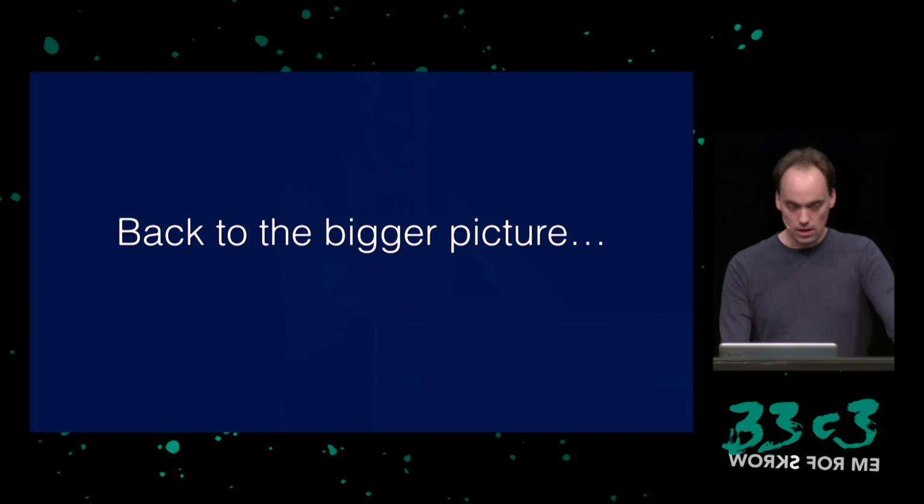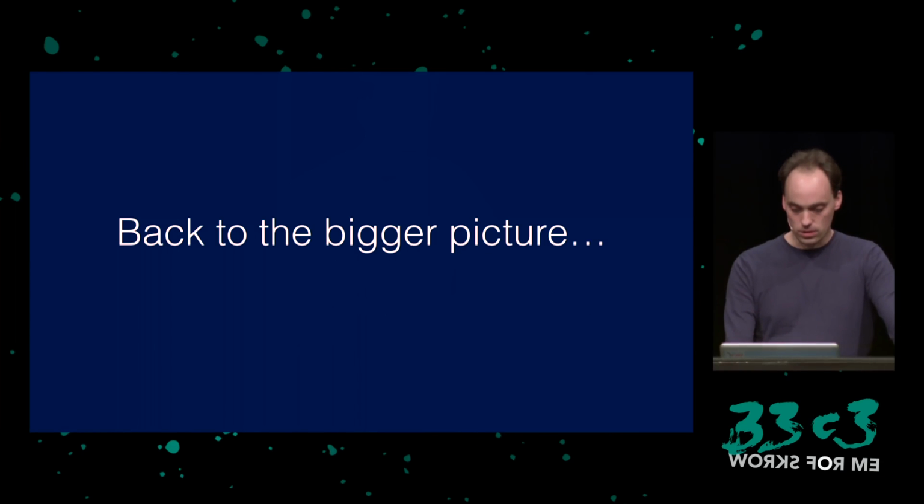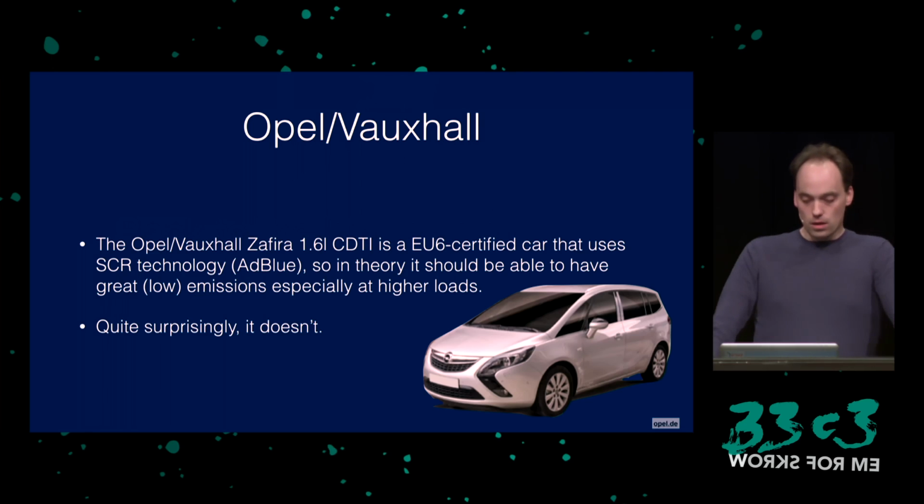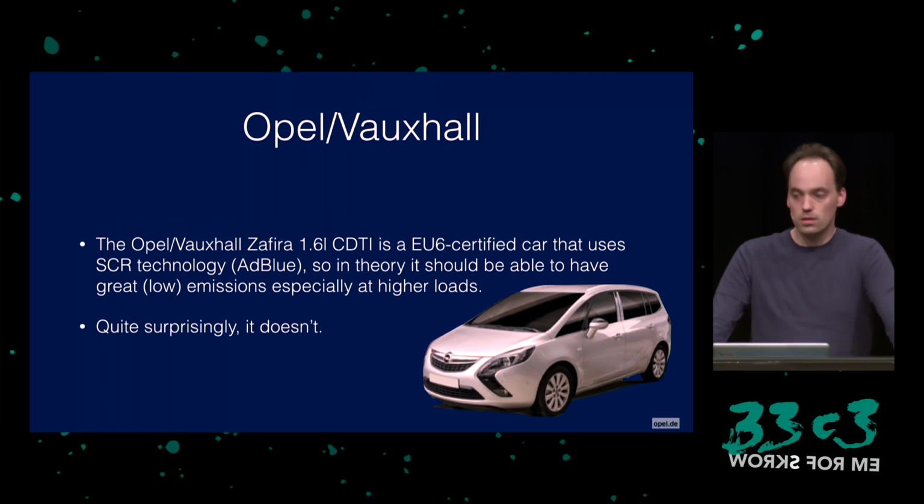Okay, let's get back to the bigger picture and see what other cars do. So this is an Opel car. It's a Zafira, a Euro 6 car. It's a pretty modern car. It has an SCR catalyst. In theory, it should have really great low emissions, especially at higher speeds, because that's where SCR is good at. But quite surprisingly, it doesn't.